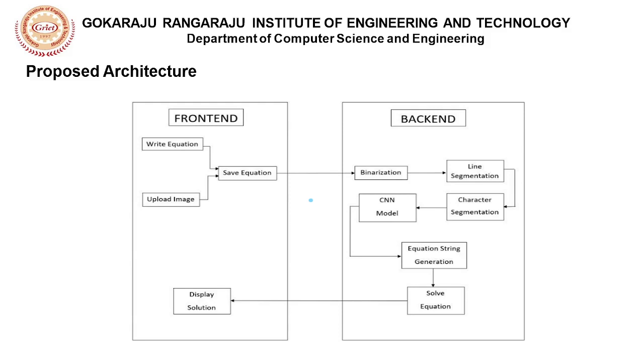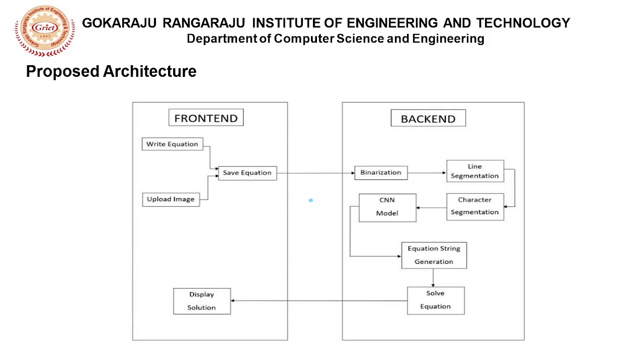So the very first thing that takes place is binarization. And binarization is a process in image processing that converts a grayscale or color image into a binary image, where each pixel is represented as either black or white. And this technique simplifies image data, making it easier to analyze. So this is a little about binarization, and this comes under OCR.